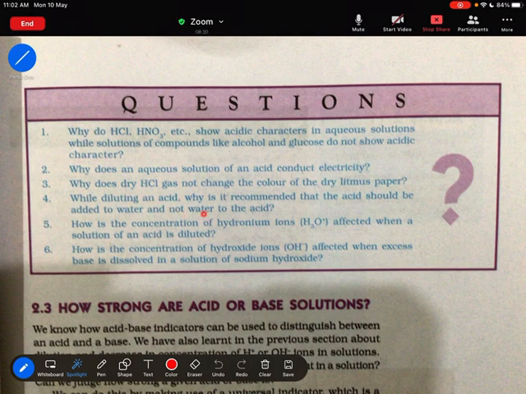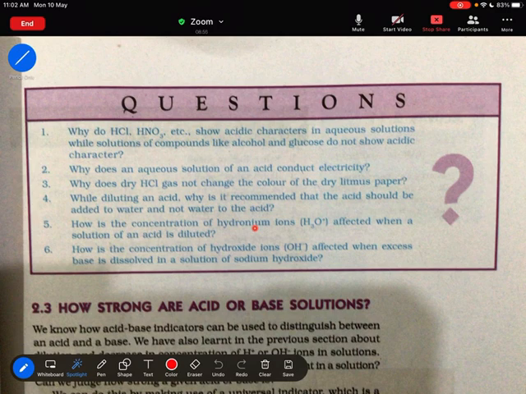While diluting an acid, why is it recommended that the acid should be added to water and not water to acid? Acid must always be added slowly to water with constant stirring. If water is added to a concentrated acid, the heat generated may cause the mixture to splash out and cause burns. The glass container may also break due to excessive local heating.